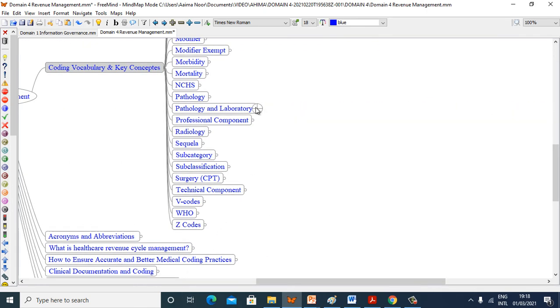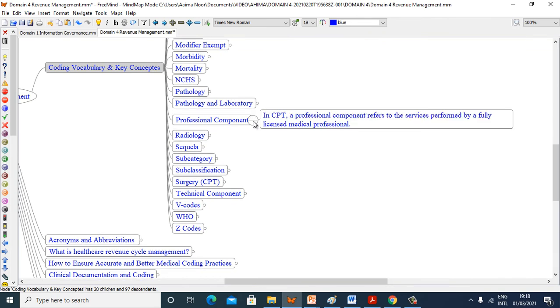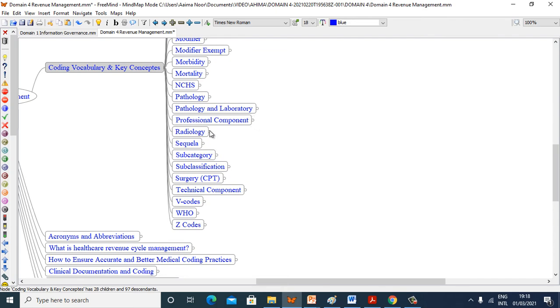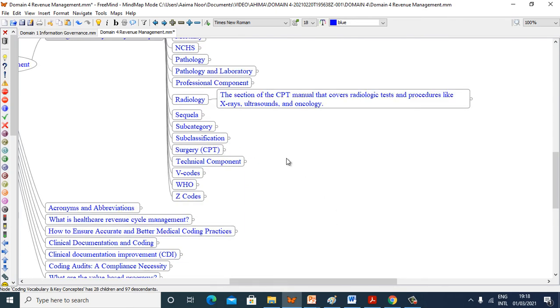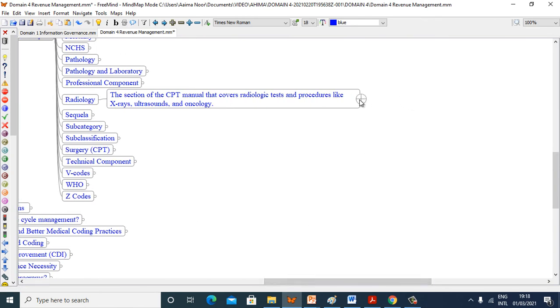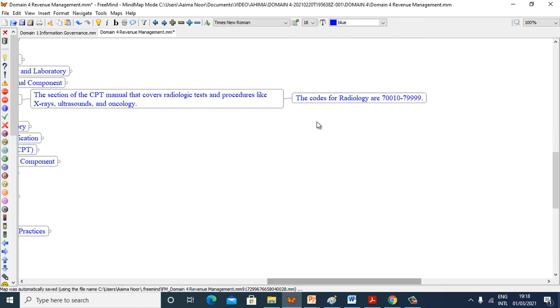Professional component. In CPT, a professional component refers to the services performed by a fully licensed medical professional. Radiology. The section of the CPT manual that covers radiological tests and procedures like X-rays, ultrasound and oncology. The codes for radiology are 70010 to 79999.